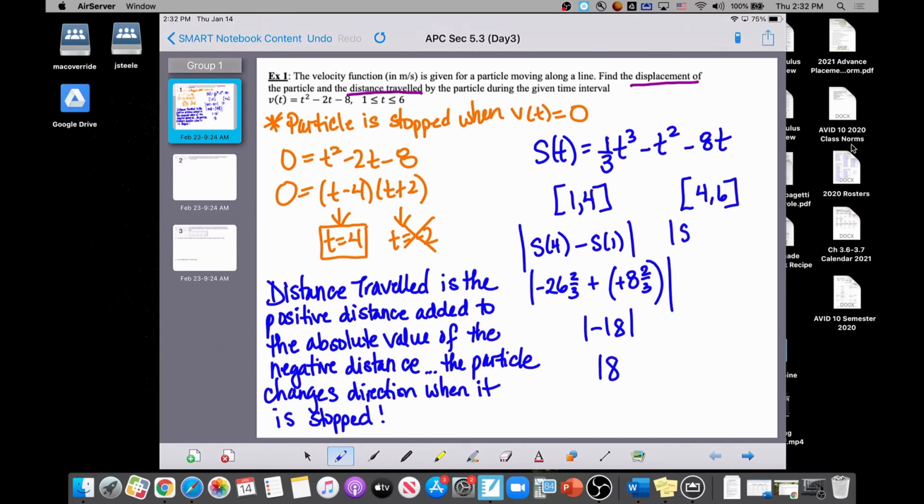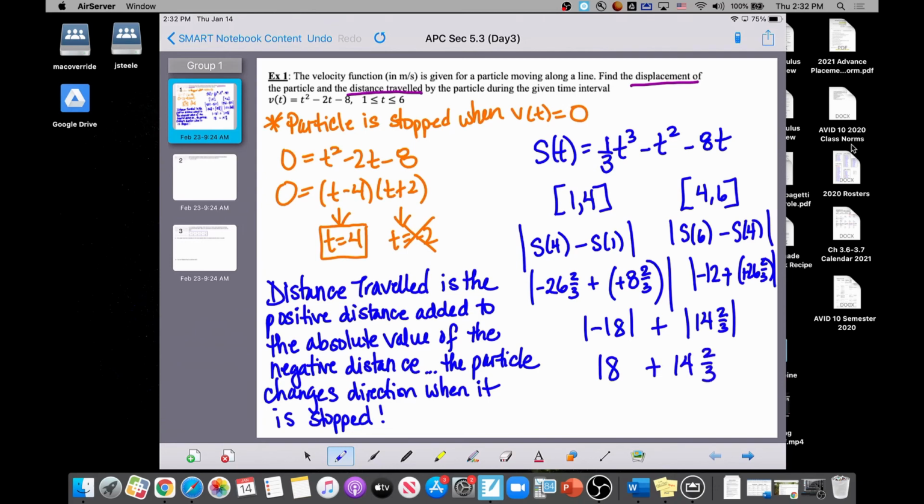So first I will do s of 6 minus s of 4, which we already have a value for, so that's helpful. And s of 6, when I plug 6 in, 6 cubed times 1/3 minus 6 squared minus 8 times 6, that ends up being a value of negative 12 minus, and again, negative 26 2/3 minus a negative, chop. We add negative 12 plus 26 2/3, and we end up with positive 14 2/3, which the absolute value is positive 14 2/3.